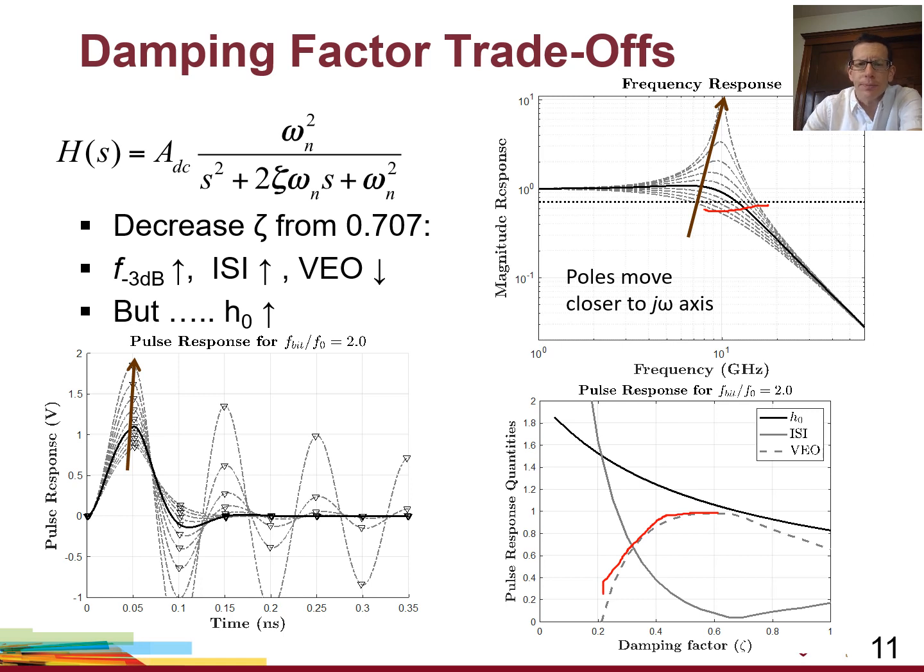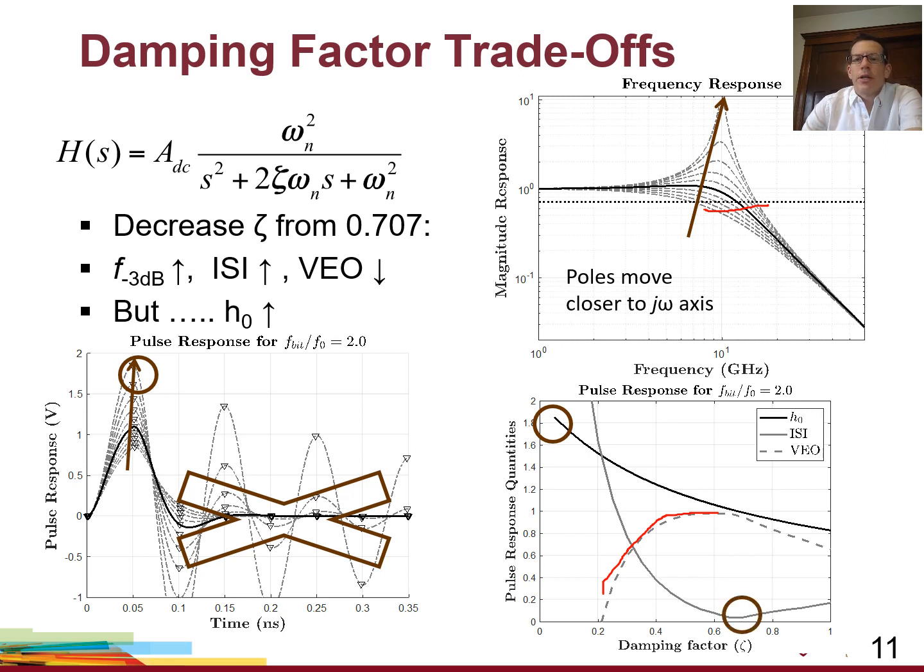to 0. So the question is, is there a way we can get the high main cursor of a low damping factor system, but get rid of the oscillatory behavior? Can we somehow introduce higher damping factor in order to avoid that oscillatory behavior? In the figure on the right, we're asking, can we get that high main cursor, but get the low ISI of a more suitably damped system?